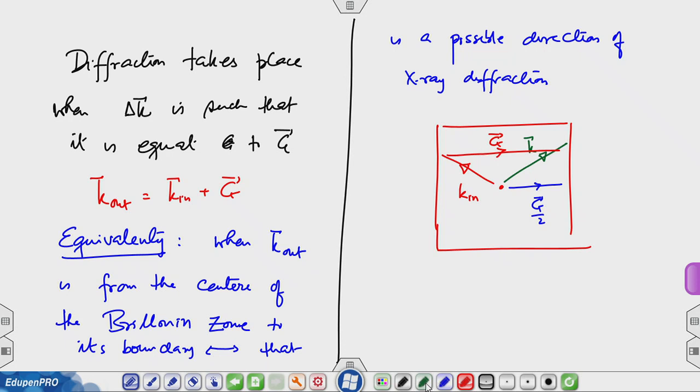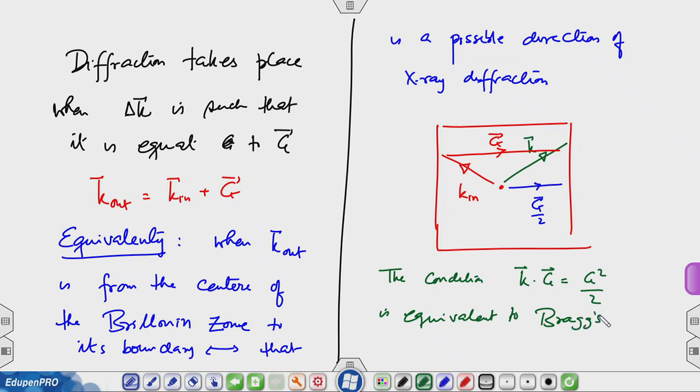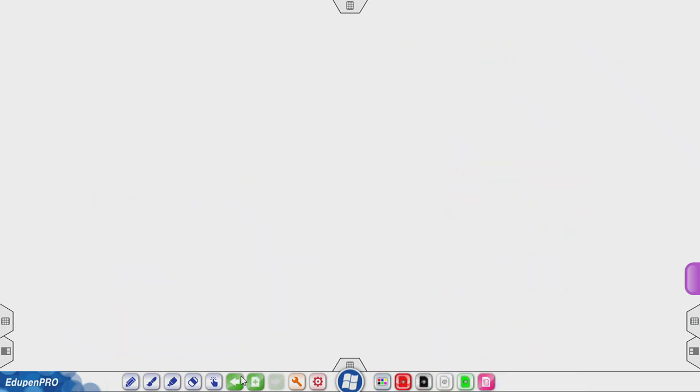In the next lecture, I am going to show that the condition K dot G equals G square by 2 is equivalent to Bragg's condition for diffraction. So, with this, let me conclude this lecture.